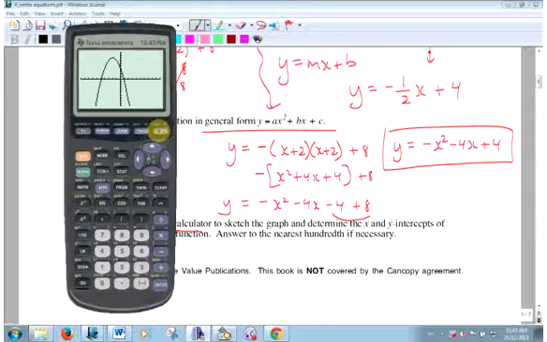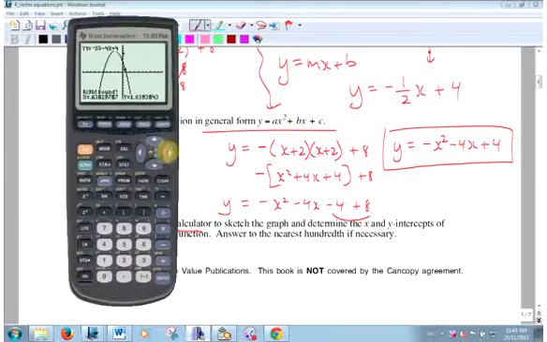Okay, did we expect it to open down? Sure, because it's a negative, right? And second function, trace, zero. Well, that's over here, so let's do that one first. It's left of it, enter. Go right of it, enter, enter. It's 0.82, read the question, to the hundredths, 0.83.